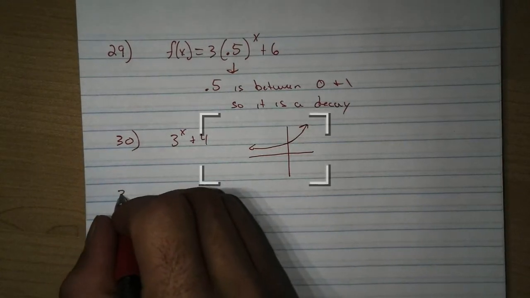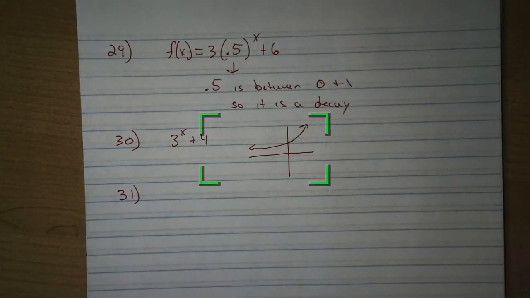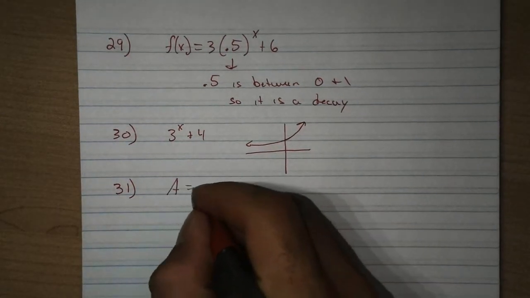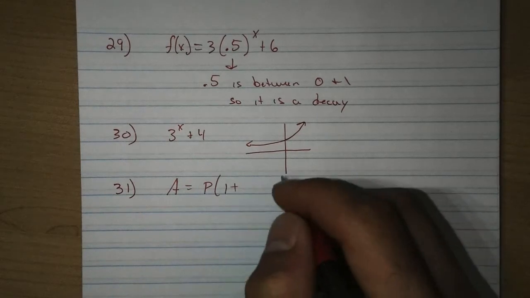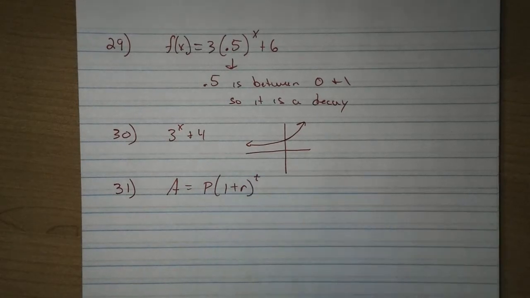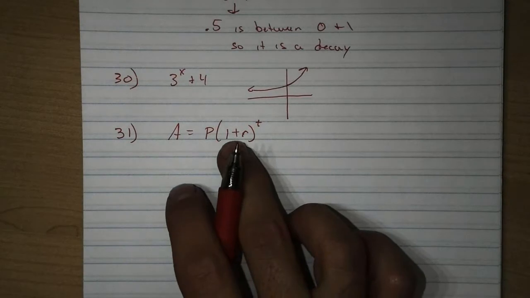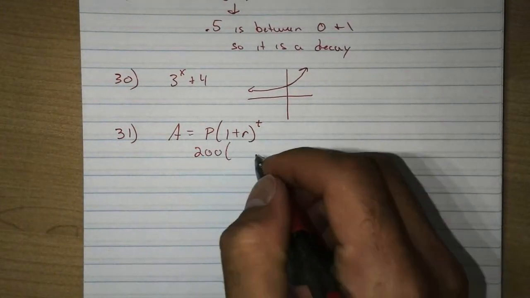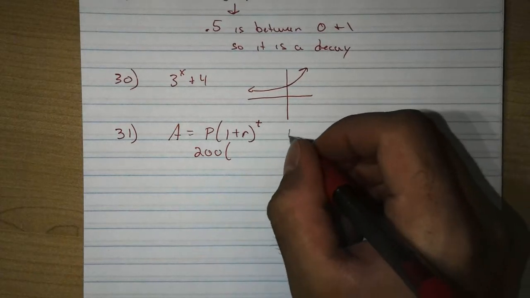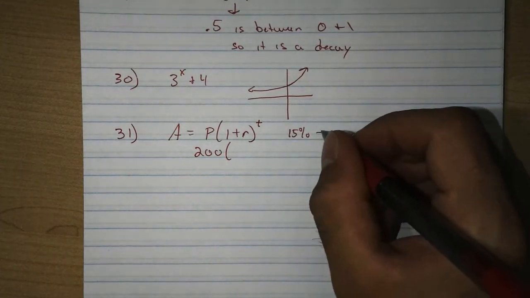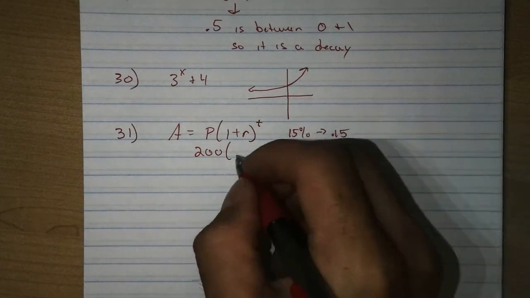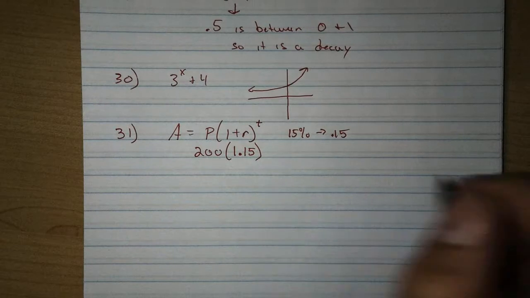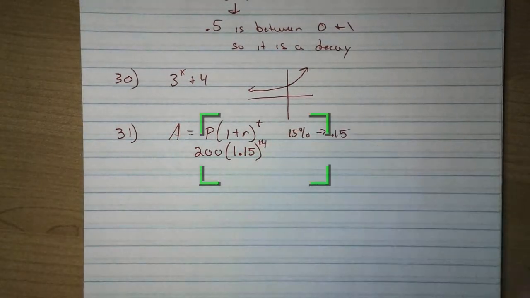31. Right, so the formula you use for all these types of problems is this. That could be minus if it was a decay. Purchase it for $200, and up 15%. So 15%, 0.15. So 1 plus 0.15 is 1.15. After 14 years. 14 years.